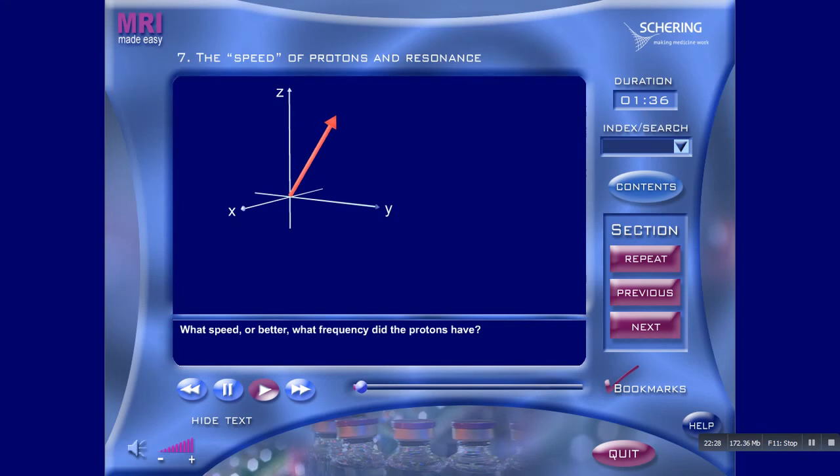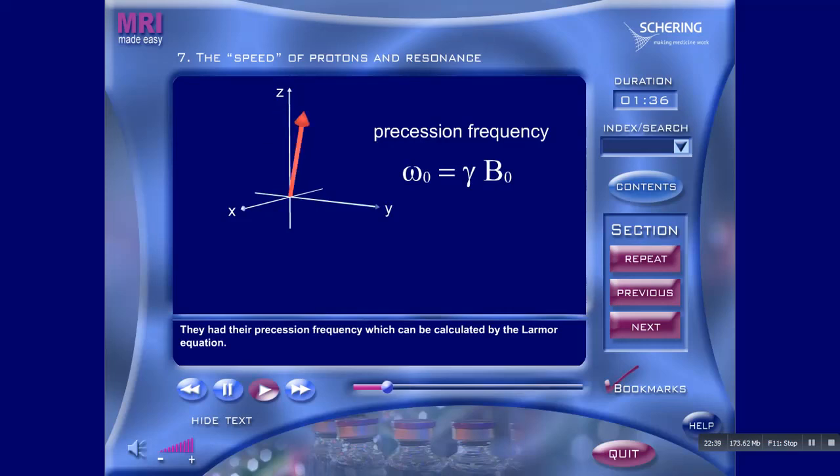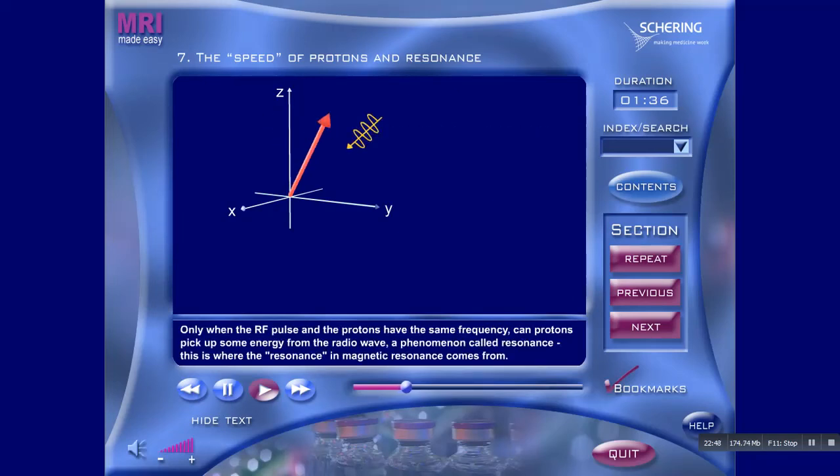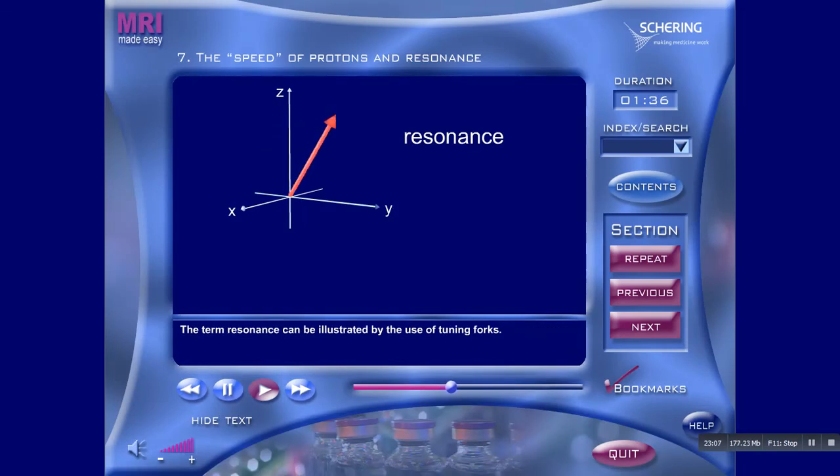What speed, or better, what frequency, did the protons have? They had their precession frequency, which can be calculated by the Larmor Equation. So the Larmor Equation gives us the necessary frequency of the RF pulse to send in. Only when the RF pulse and the protons have the same frequency can protons pick up some energy from the radio wave, a phenomenon called resonance. This is where the resonance in magnetic resonance comes from. The term resonance can be illustrated by the use of tuning forks.